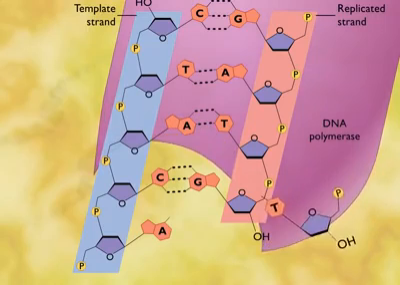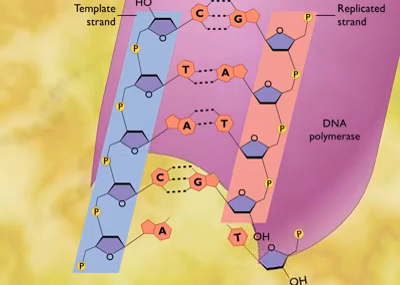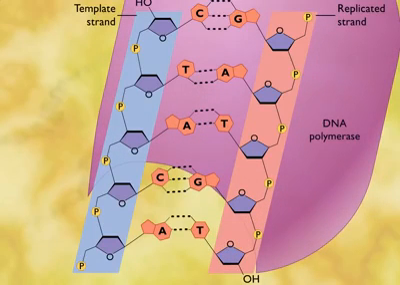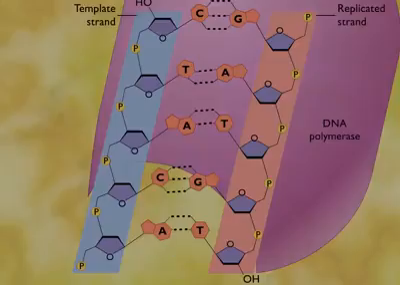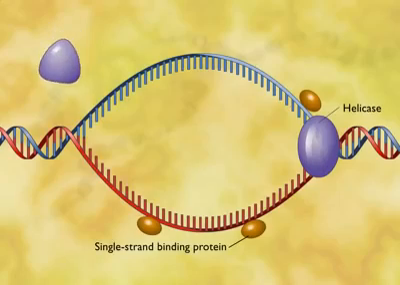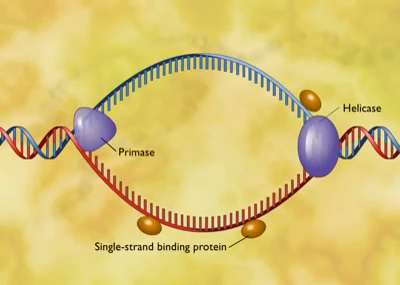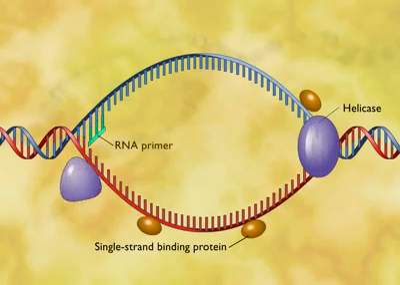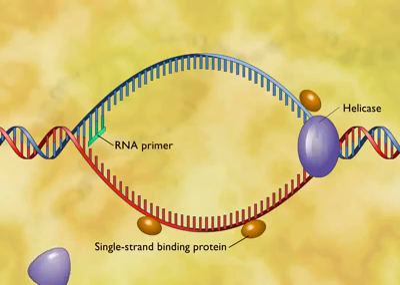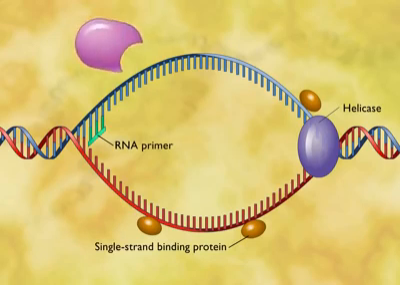DNA polymerase can only add new DNA nucleotides to a pre-existing chain of nucleotides. Therefore, replication begins as an enzyme called primase assembles an RNA primer at the origin of replication site. The RNA primer consists of a short sequence of RNA nucleotides, complementary to a small initial section of the DNA strand being prepared for replication.